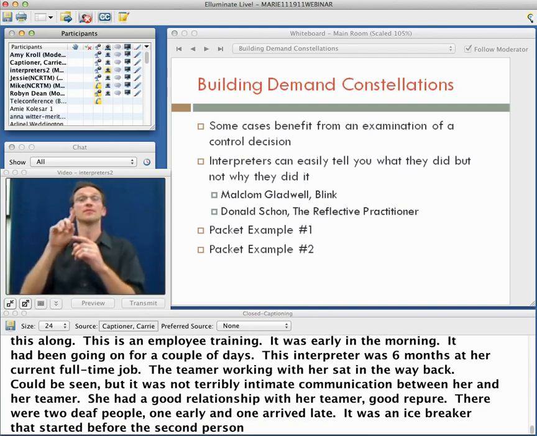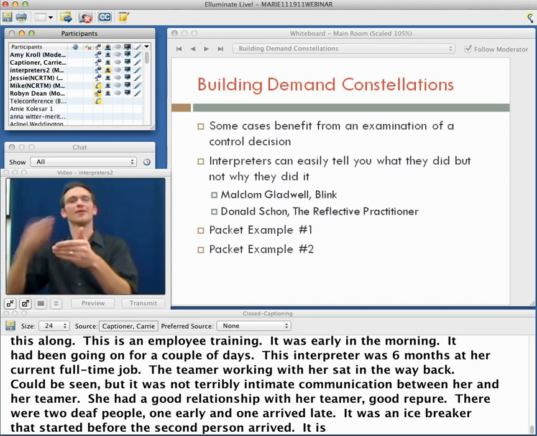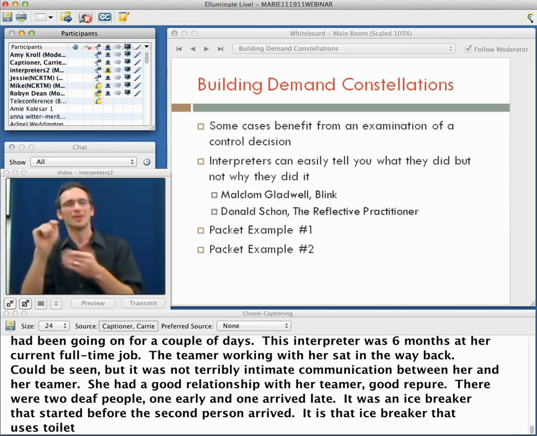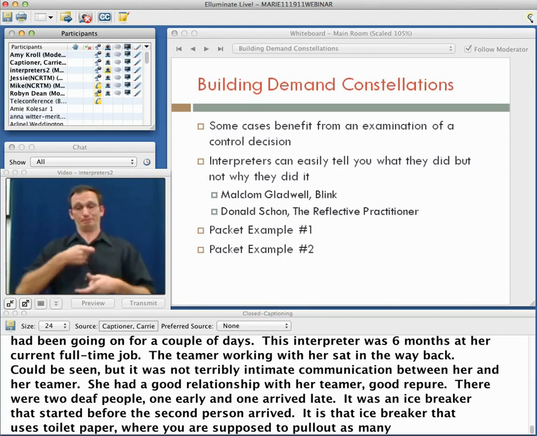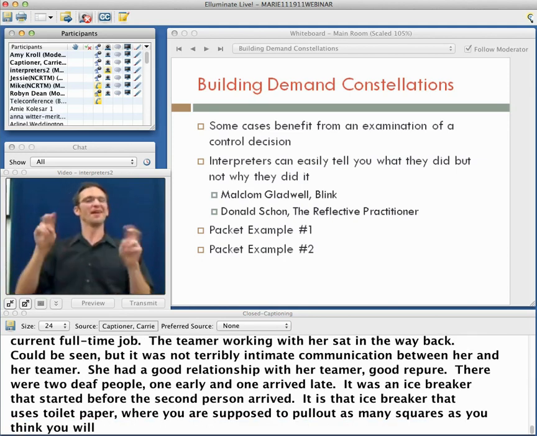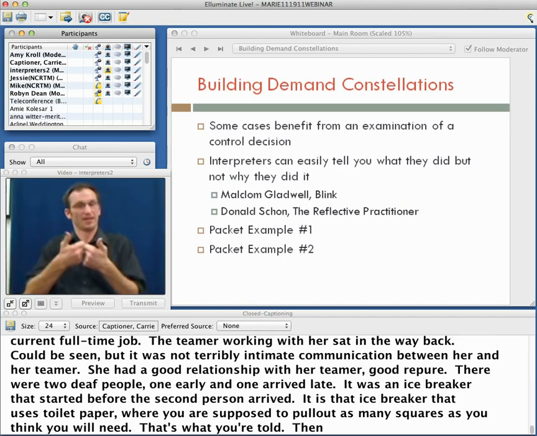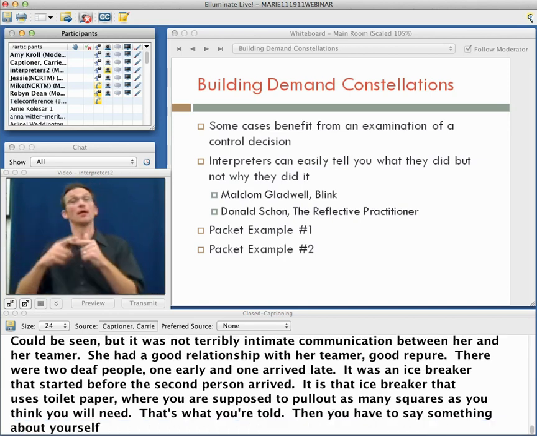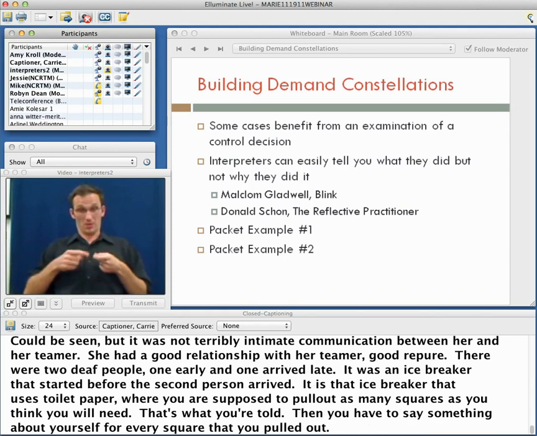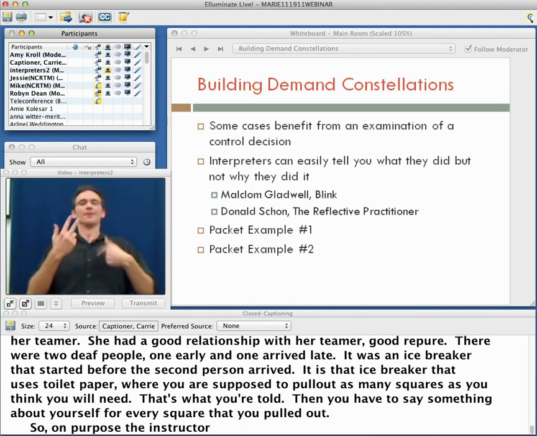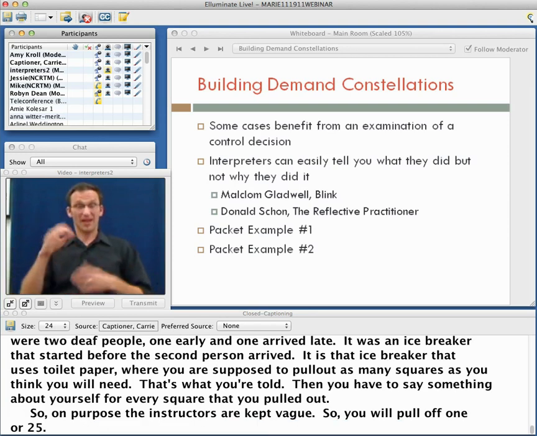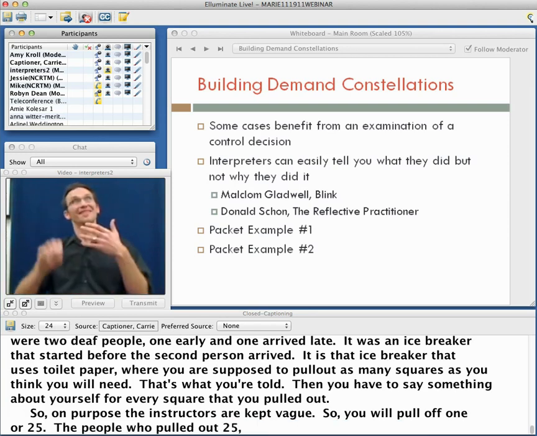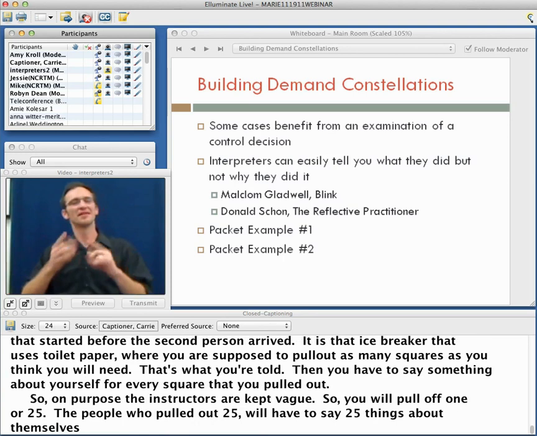It's that icebreaker that uses toilet paper, where you're supposed to pull out as many squares as you think you will need. That's what you're told. And then you have to say something about yourself for every square that you pulled out. So on purpose, the instructions are kept vague. So you will either pull off one little square or you will pull off 25. And then, of course, the people who pulled off 25 find out they've got to say 25 things about themselves. Perhaps you're familiar with this one.